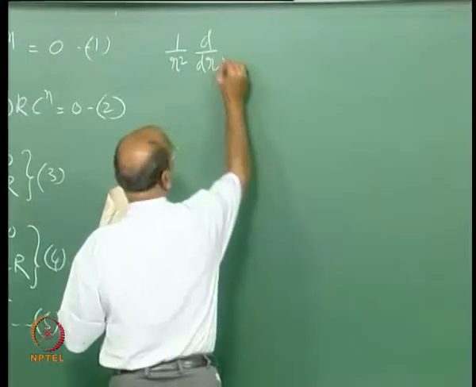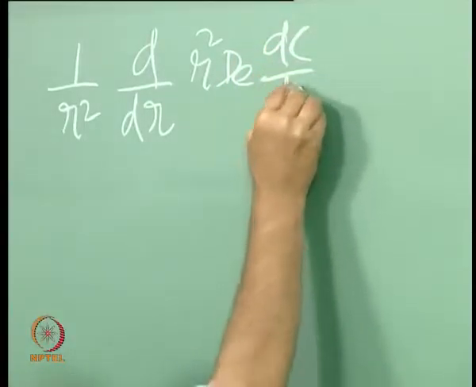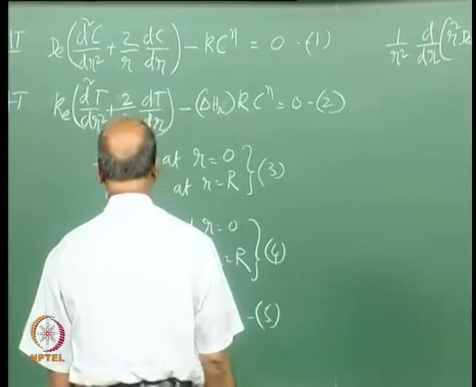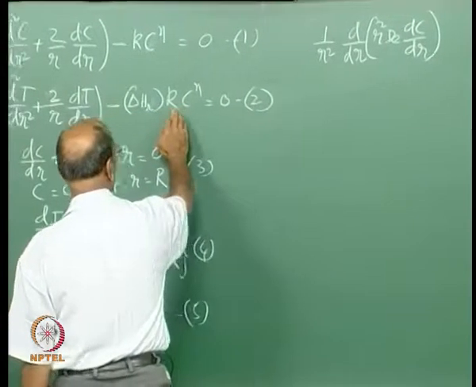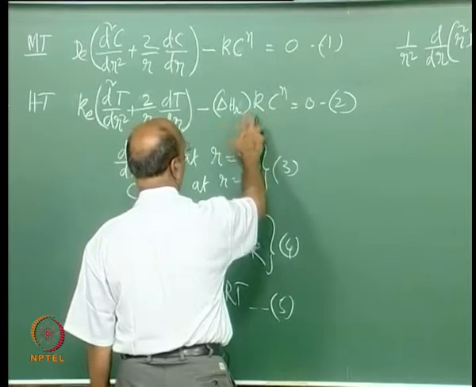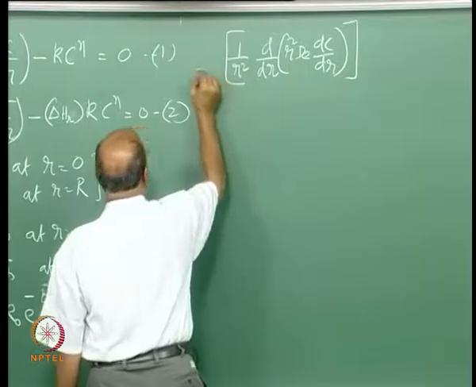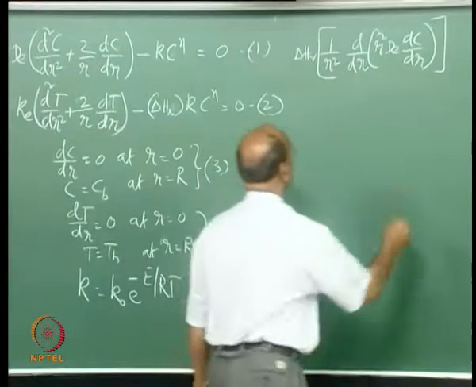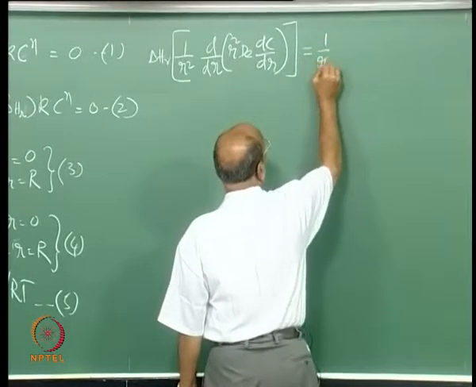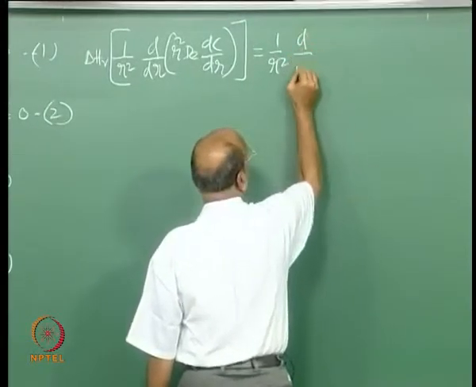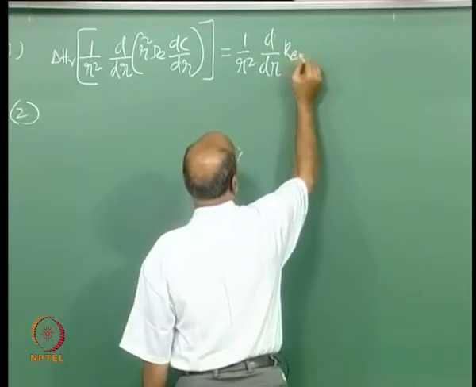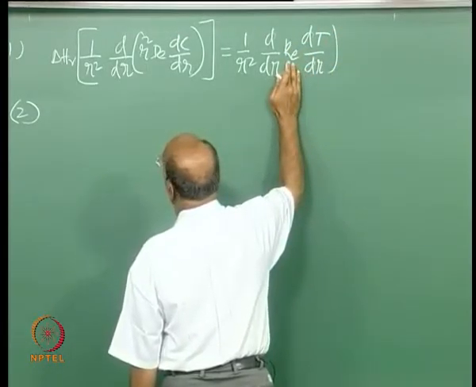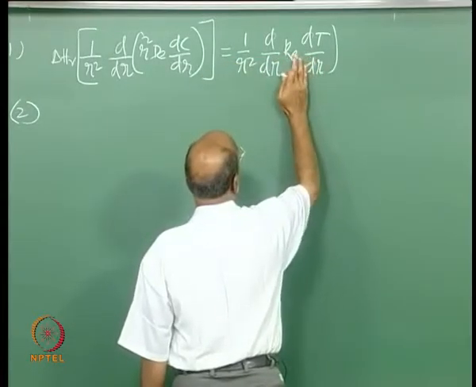d by dr of dE dc by dr. Okay, that form only. Yeah. So this form equal to that, and if I also substitute here, this will be delta H R, all this, correct? I am just substituting that form here, and I have this equation. This is equal to again 1 by r square d by dr, sorry, Ke dt by dr, correct? No. By r square. Oh yeah, yeah, right. Ke r square, right.